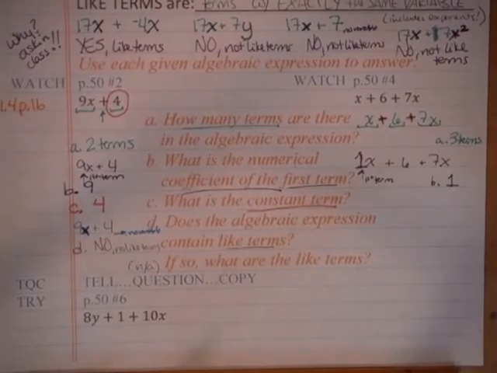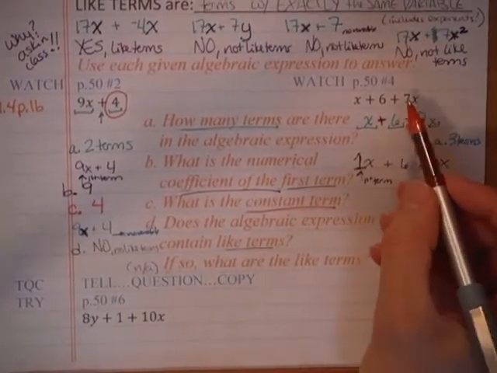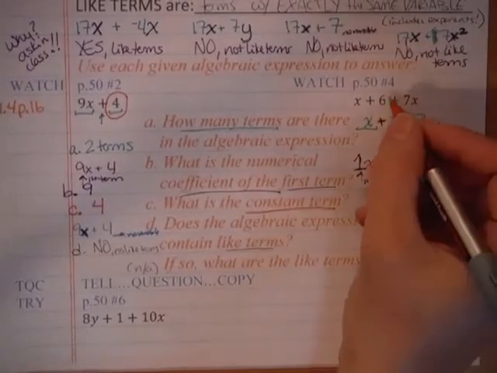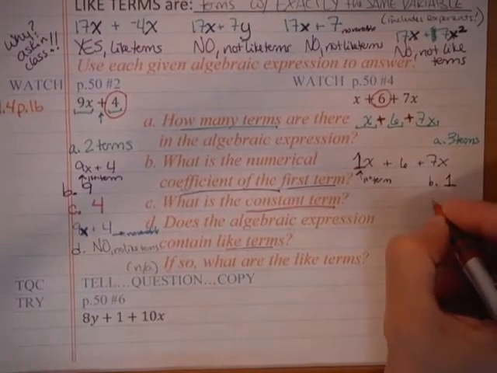And then what is the constant term? So we look for what is the standalone number without any variable attached to it, and that's going to be 6. So our answer to C is 6.